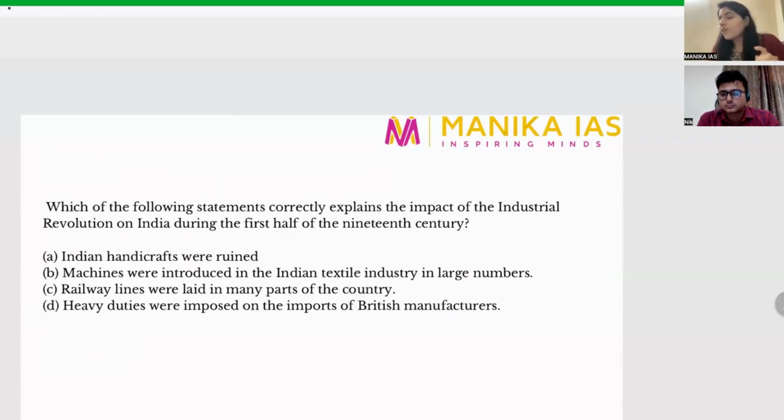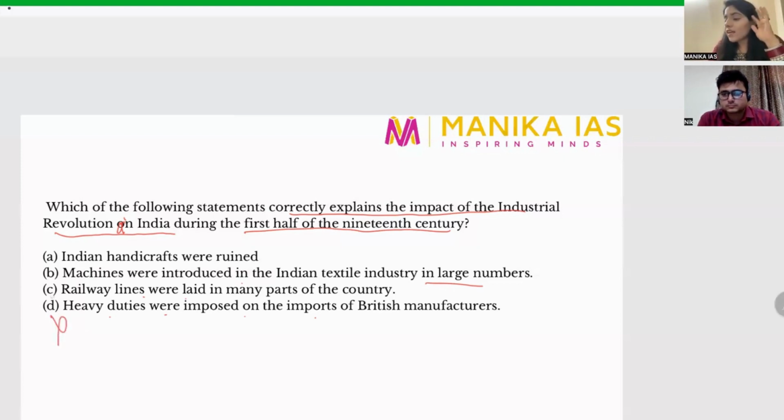Let's see the question. Which of the following statements correctly explain the impact of the industrial revolution in India during the first half of the 19th century? A, Indian handicrafts were ruined. B, Machines were introduced in the Indian textile industry in large numbers. C, Railway lines were laid in many parts of the country. D, Heavy duties were imposed on the imports of British manufacturers. Going by the basic fundamentals, why look at option D? Why would Britain impose import duty on the products of Britain? It will not, because it wanted to expand. It was the industrial revolution there. They wanted to grow. So D doesn't make any sense.